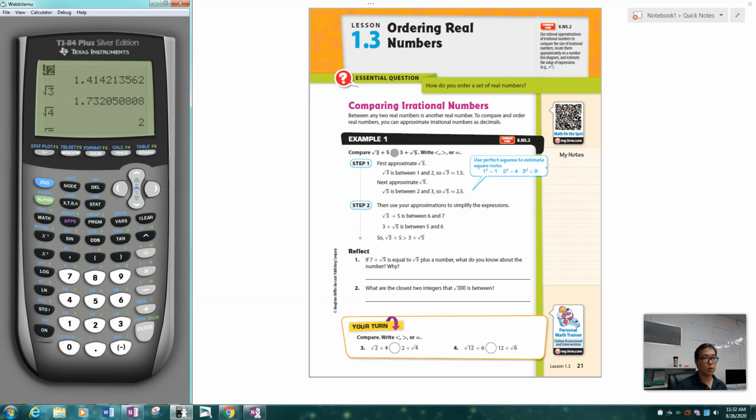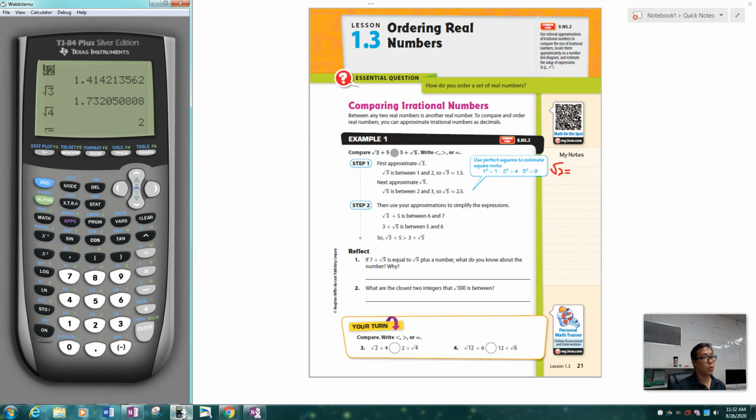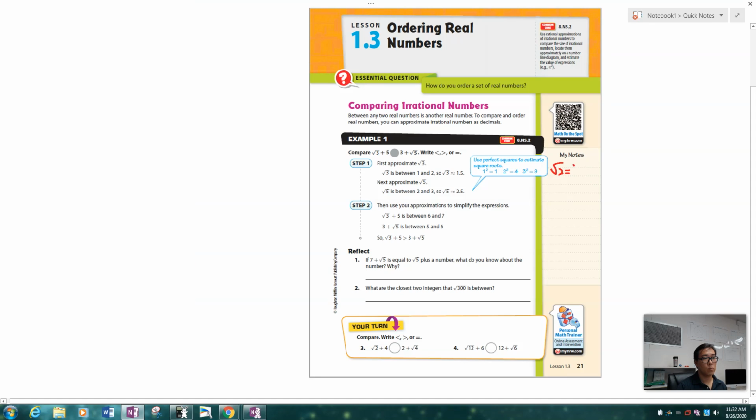The first thing right here, square root of 2 is 1.4. All right, so I'm going to write 1.4. Wait a minute, that is not right. The reason that is not right is because square root of 2 is not equal to 1.4. It is approximately equal to 1.4. This squiggly line means approximately equal to.